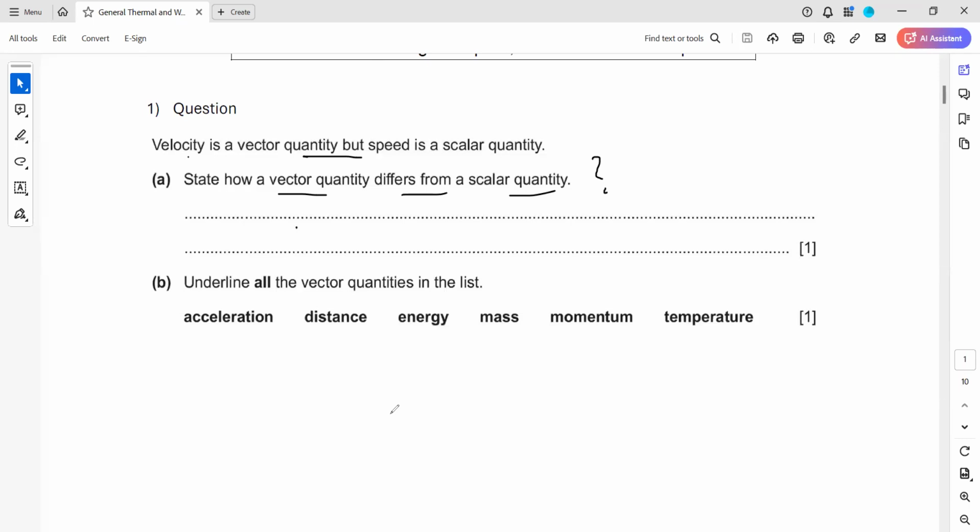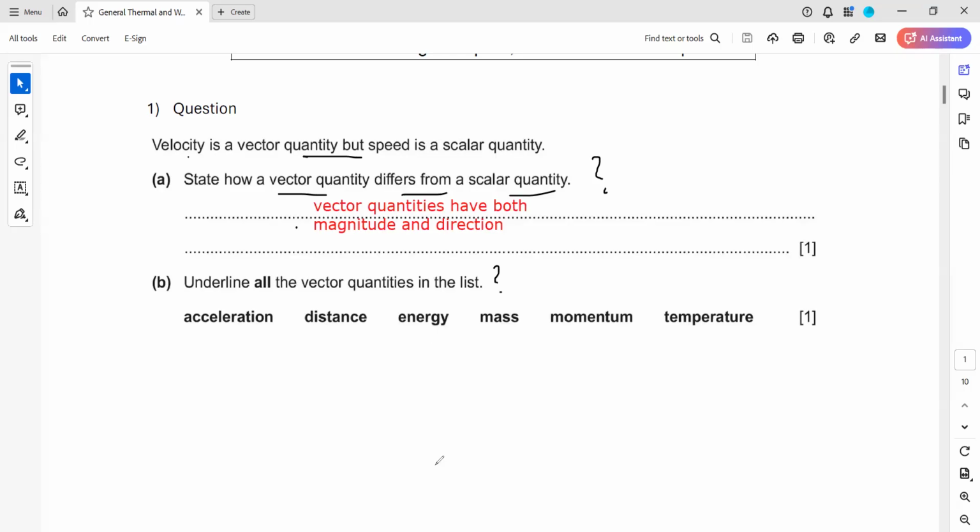So vector quantities have magnitude and direction. So vector quantities have both magnitude and direction, where scalar have magnitude but no direction. You can annotate on the screen to circle, underline all the vector quantities in the list. What are the vector quantities in this list?